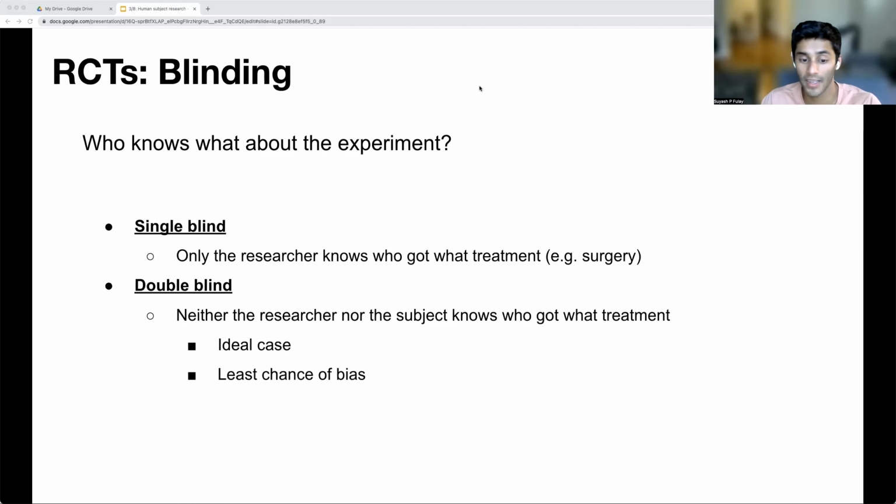And this is the ideal case where you have the least chance of bias, because as a researcher or as a subject, you'll be less prone to act in a way according to the treatment that you got, right?